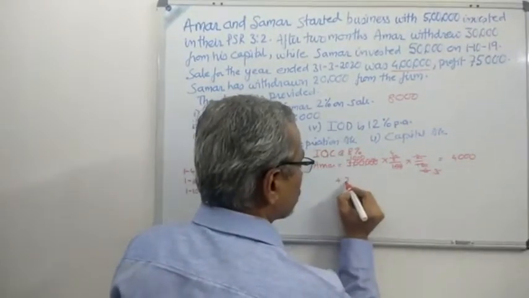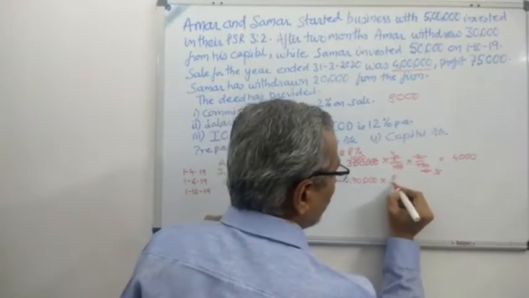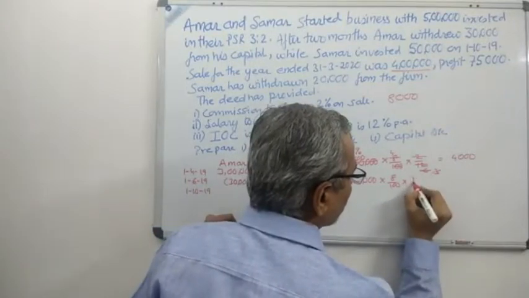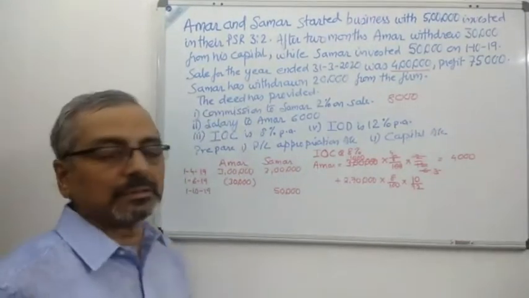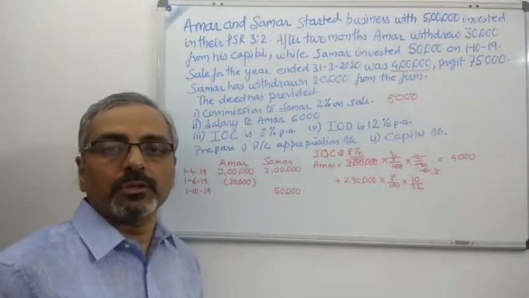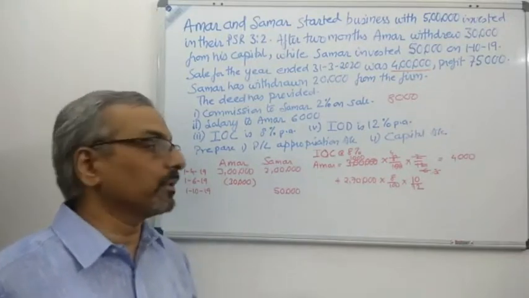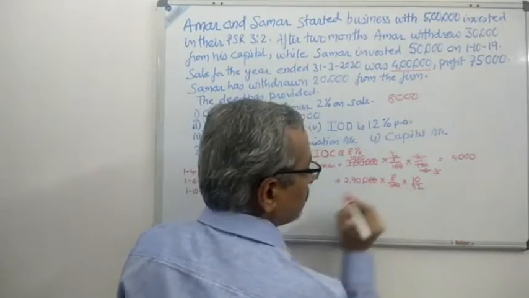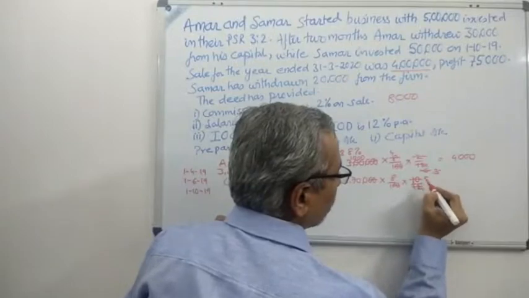plus there is 2,70,000 into 8 by 100 into 10 by 12. Why 10 by 12? Because after 2 months 30,000 was withdrawn and therefore 2,70,000 has stayed in the business for 10 months. So we'll calculate that now. Let us see the calculation. We are cancelling out the zeros over here. Okay, we are cancelling out this and this. We are getting a 5 and a 6 over here.